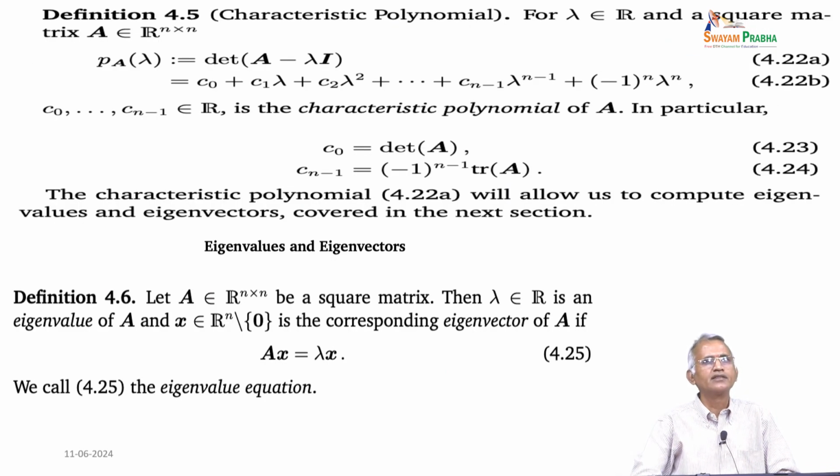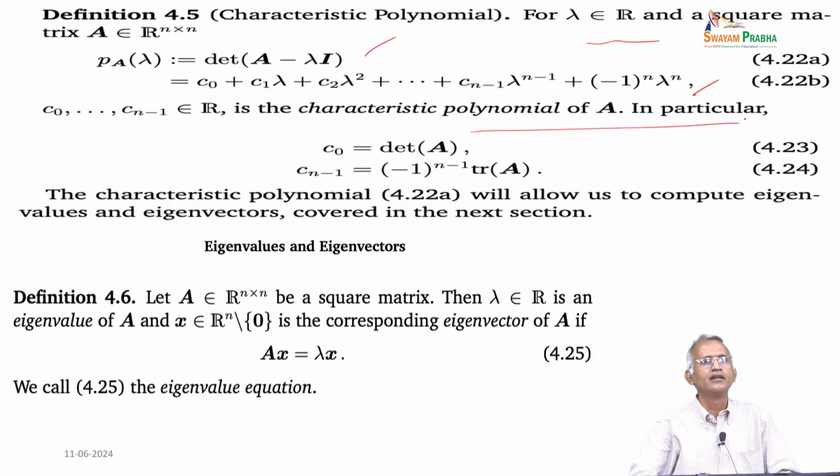Next we have the characteristic polynomial. For lambda in R and a square matrix A in R^(n×n), the characteristic polynomial is the determinant of A minus lambda I, denoted by P_A of lambda. So, if you have an n×n matrix, then an nth degree polynomial will come like this: C0 plus C1 lambda plus C2 lambda squared and so on, plus C_(n-1) lambda^(n-1) plus (-1)^n lambda^n. So, this is the characteristic polynomial of A.